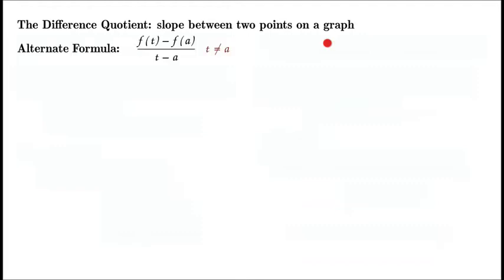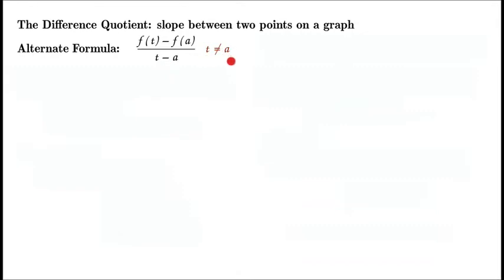Let's take a second look at the difference quotient. Remember, the difference quotient is simply the slope between 2 points on a graph. So if we consider the graph of f of t, an alternate formula for this difference quotient is f of t minus f of a over t minus a, being careful not to divide by 0 by making sure that t is not equal to a.